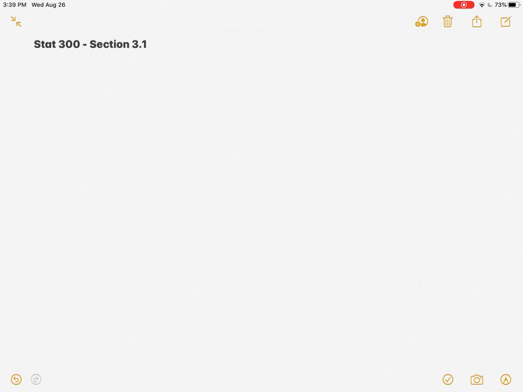All right, welcome to Chapter 3. Looking at Section 3.1, we are going to be looking at measurements of center. So this is where we're going to actually start taking some data and calculating stuff from it.